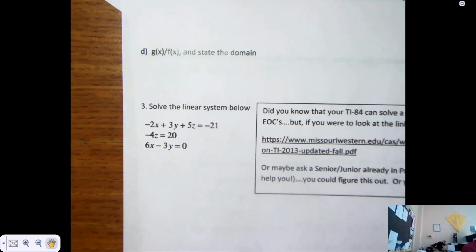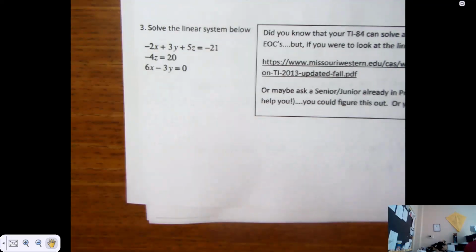That has nothing to do with Unit 6. It's a pretty big skill. I see 3 equations. One of those is really easy to solve for a variable.